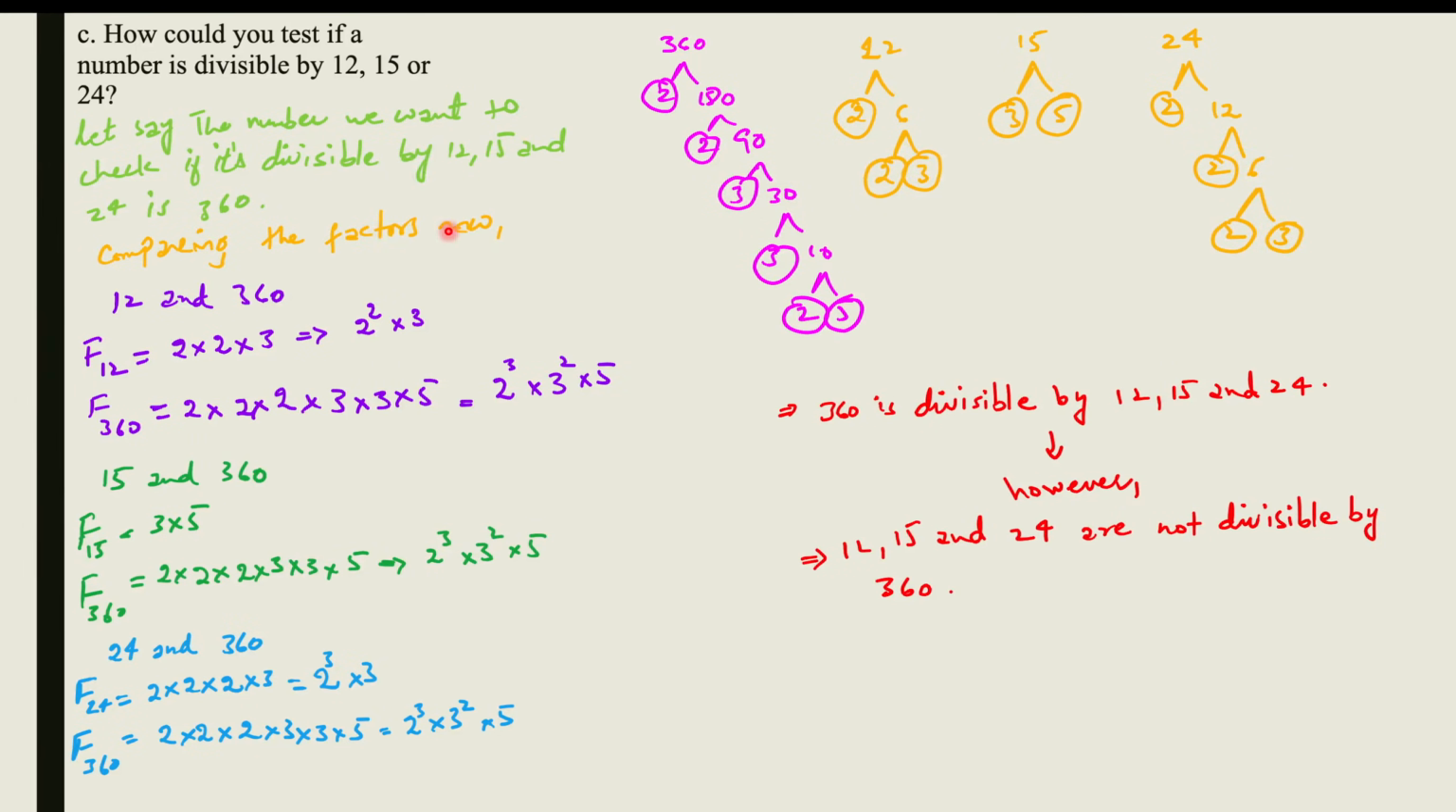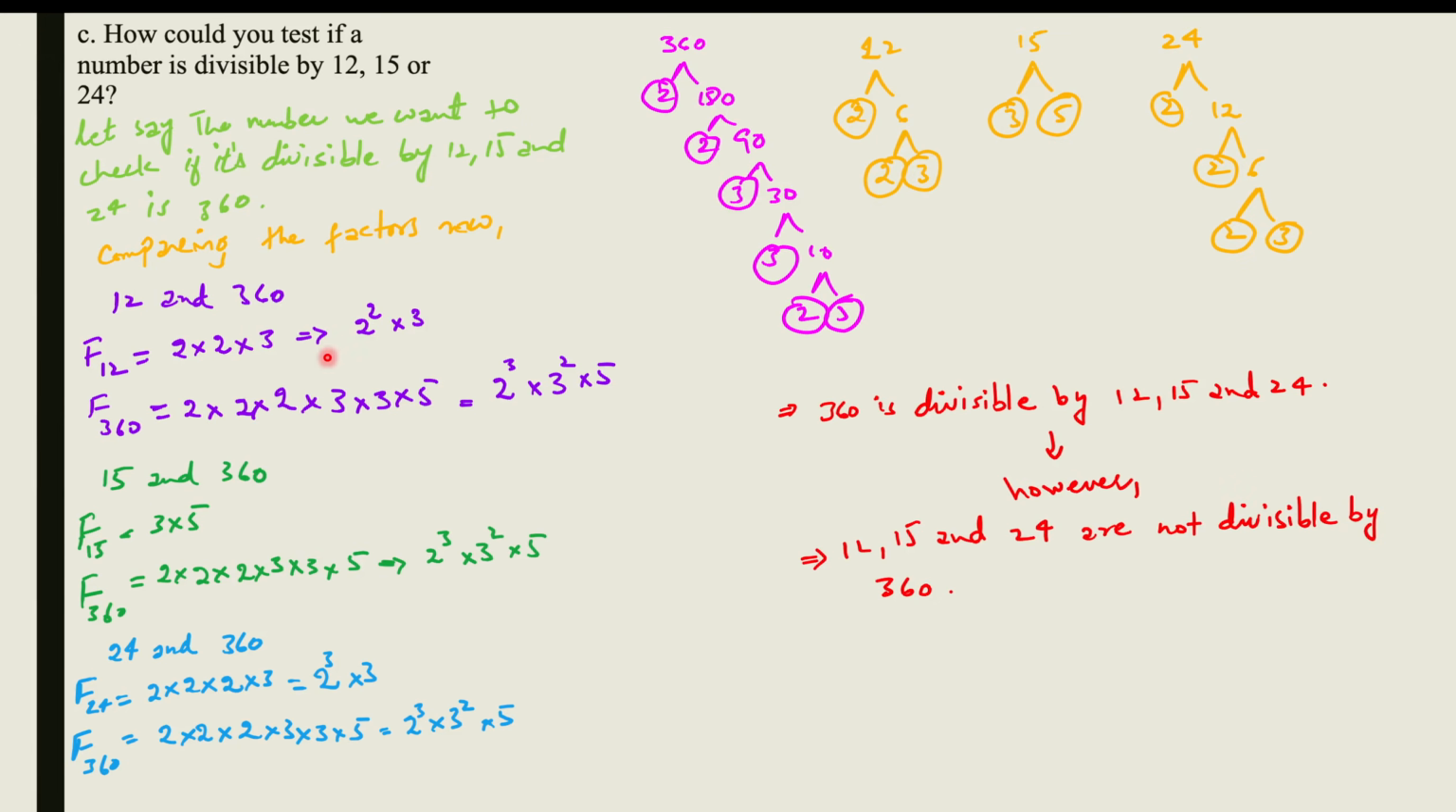And then we compare the factors now. 12 and 360. The factors of 12 are 2 multiplied by 2 multiplied by 3. The factors of 360 are 2 multiplied by 2 multiplied by 2 multiplied by 3 multiplied by 3 and multiplied by 5. So now, when using prime factorization to check divisibility, the number must have all the primes of the divisor. In here, the divisor is 12. So it must have all the primes of the divisor with equal or higher powers.